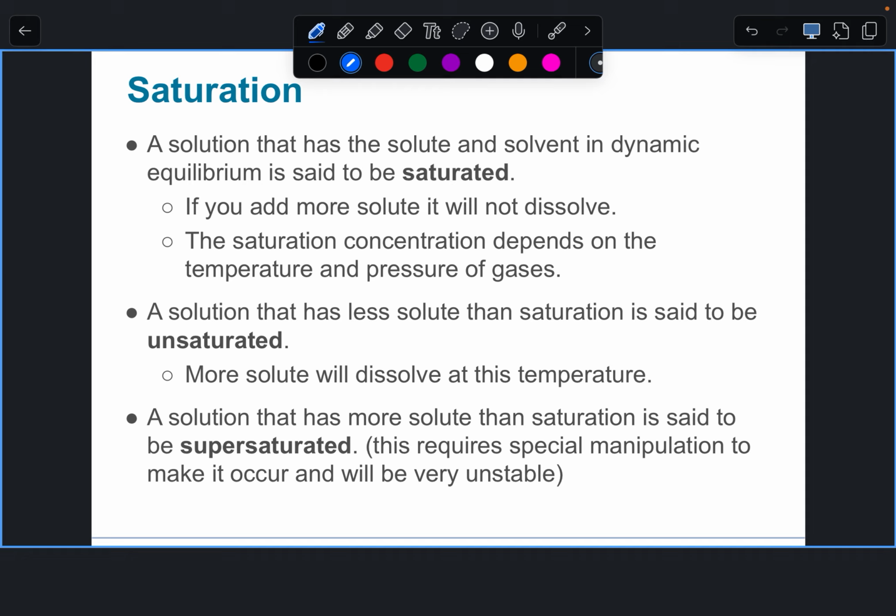Okay? So when you've put some in, and it's able to dissolve into the liquid, we would say that that's unsaturated. Like a cup of tea with a spoonful of sugar. That's going to be unsaturated. Saturated would be where you've dissolved everything it can possibly hold. And if you put one more teaspoon in, it's not going to dissolve.